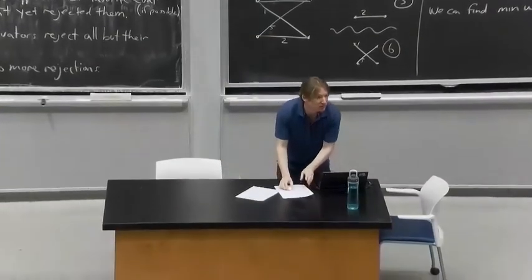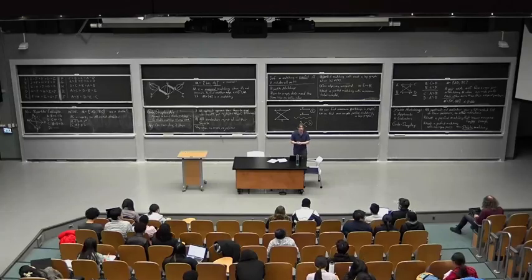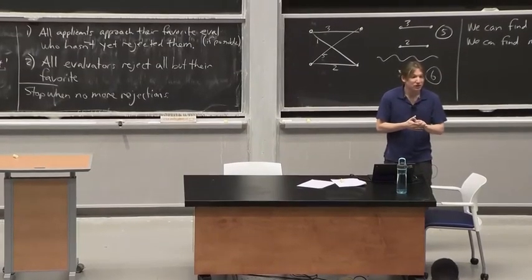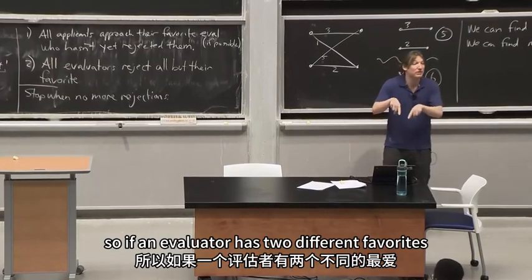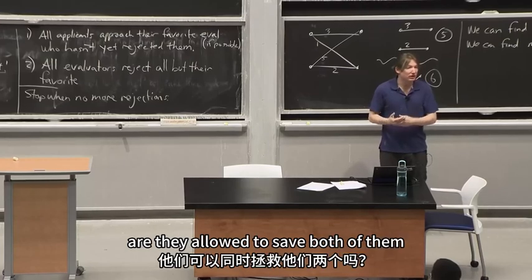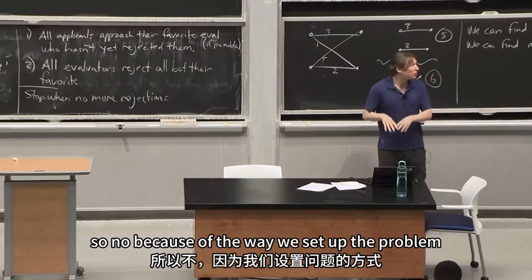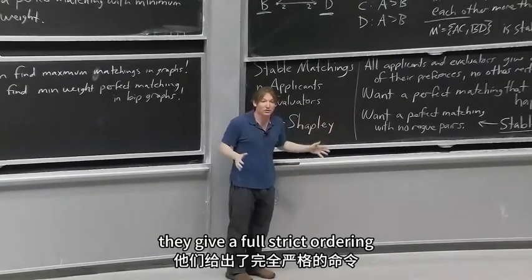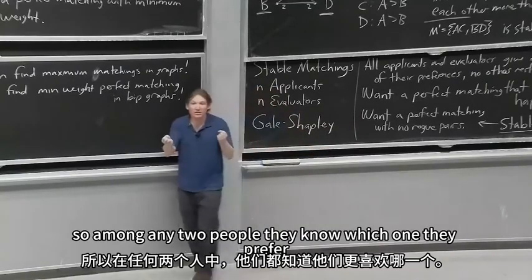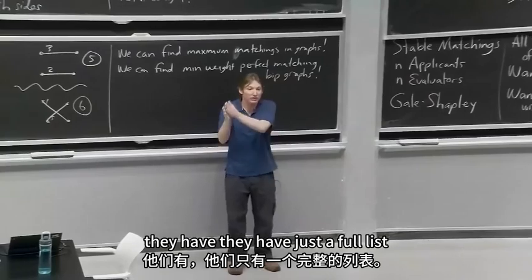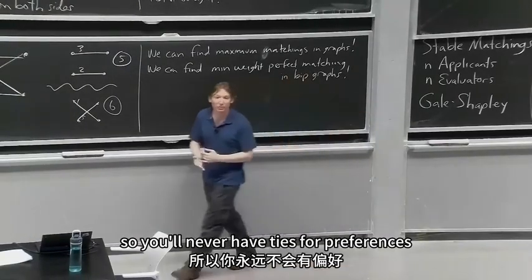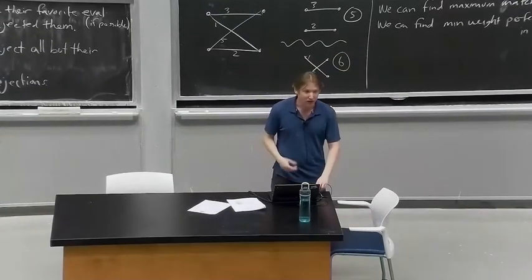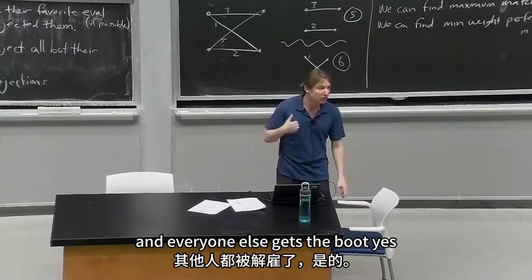Yes? For step 2, are they allowed to have multiple favorites? If the favorite is the same for 2 different people, do they accept both of them? Good question. So no, because of the way we set up the problem, there are no ties. They give a full strict ordering. So among any 2 people, they know which one they prefer. They have just a full list. So you'll never have ties for preferences. Out of however many applicants you get that day, there will be one clear favorite. And you temporarily hold on to them, and everyone else gets the boot.